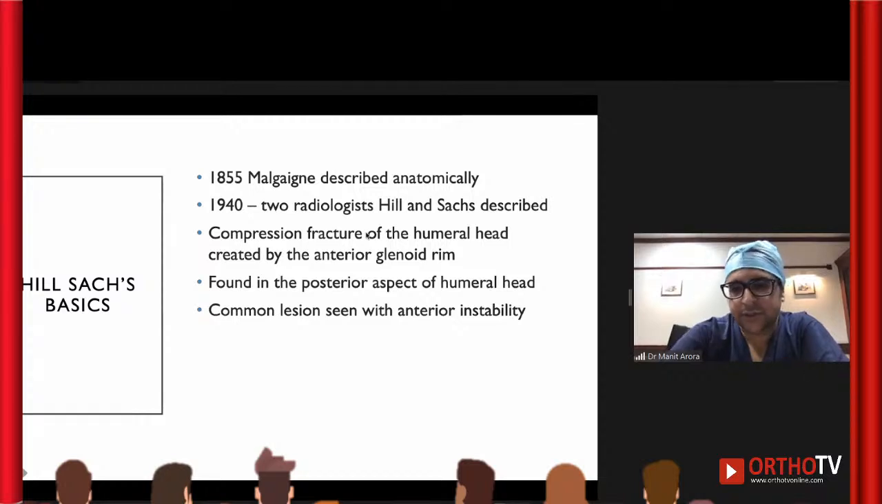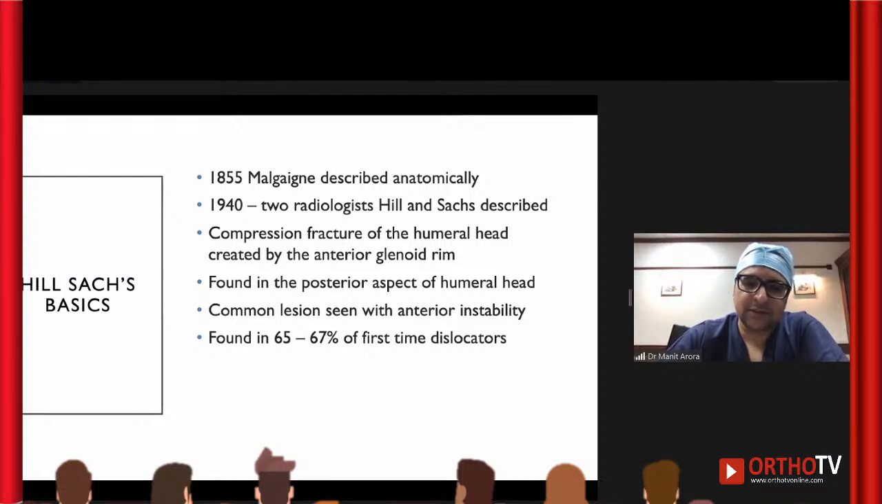So it's found in the posterior aspect of the humeral head. It's a common lesion that we see with anterior instability. It's found in about 65 to 67% of first-time dislocators, and it's more common in the recurrent dislocators. So recurrent dislocators, they typically have about 84 to 93% of cases with a Hill-Sachs defect.